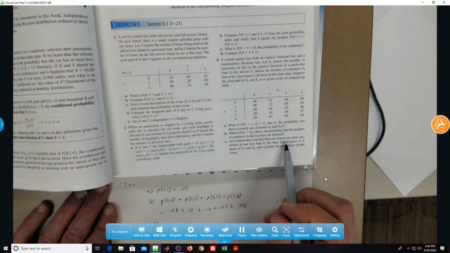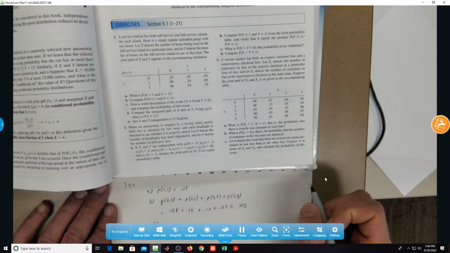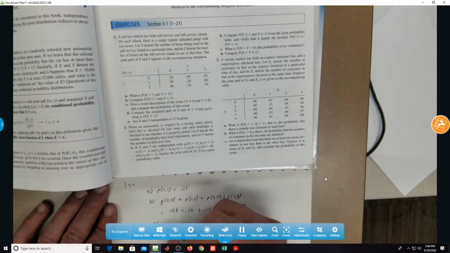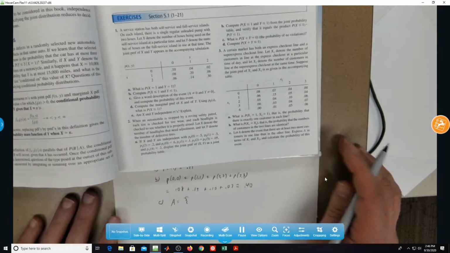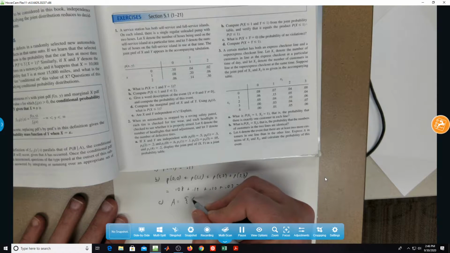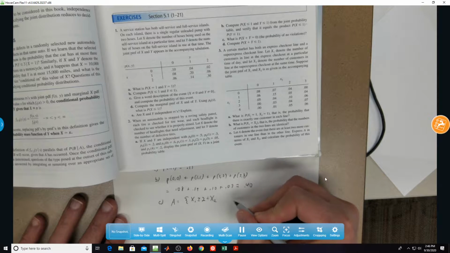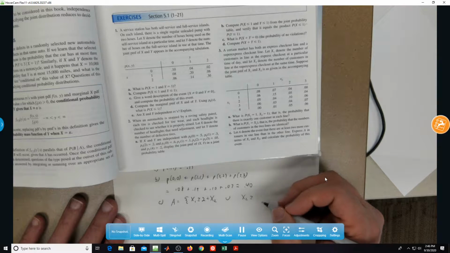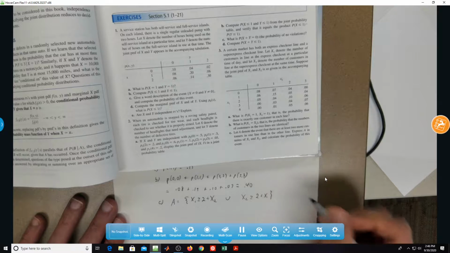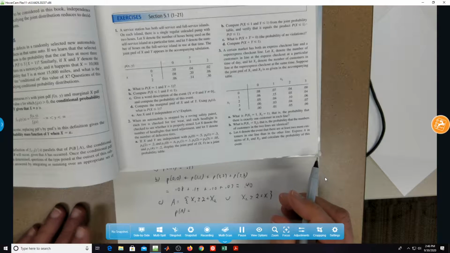Let's look at C. Let A denote the event that there are at least 2 more customers in one line than the other line. Express A in terms of x1 and x2 and calculate the probability. Well, what that means is that A will be the event that x1 is going to have 2 more than x2, union x2 is going to have 2 more than x1. So for the probability of A, we're going to have to figure out the different ones.